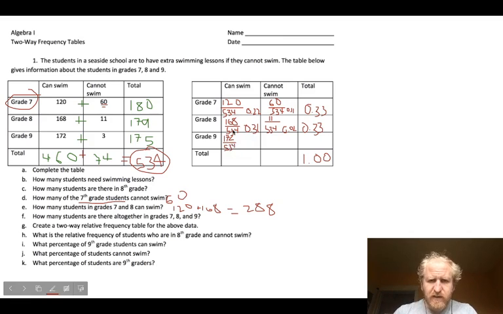Now, notice that each denominator is the total from here. I'm just taking the numbers, right? I'm taking 120, and I'm putting it here. I'm putting 540, and I'm putting it there. That's all I'm doing for each one of these.